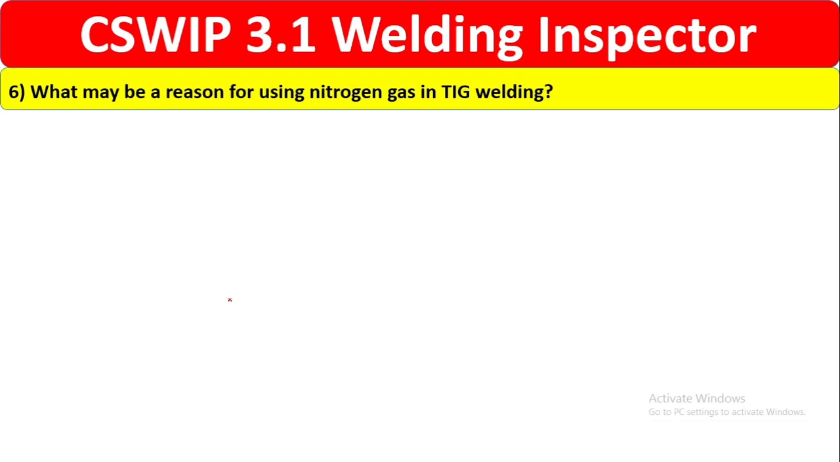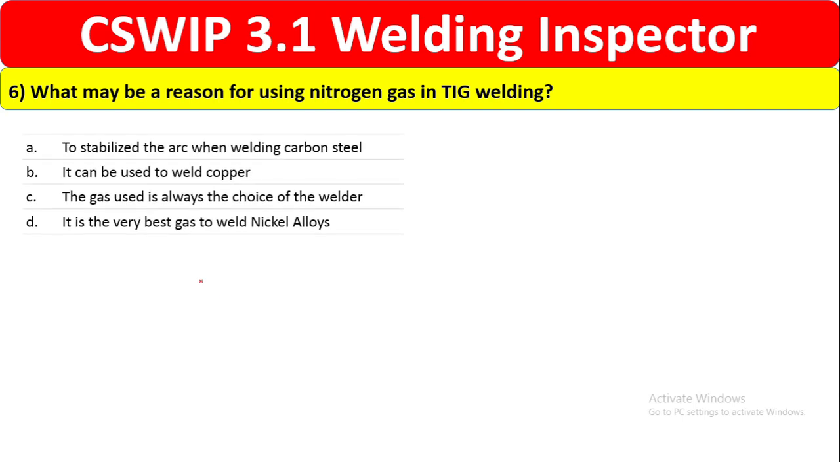Question 6. What may be a reason for using nitrogen gas in TIG welding? Why are we using nitrogen gas in TIG welding? A, to stabilize the arc when welding carbon steel. B, it can be used to weld copper. C, the gas used is always the choice of the welder. D, it is the very best gas to weld nickel alloys.